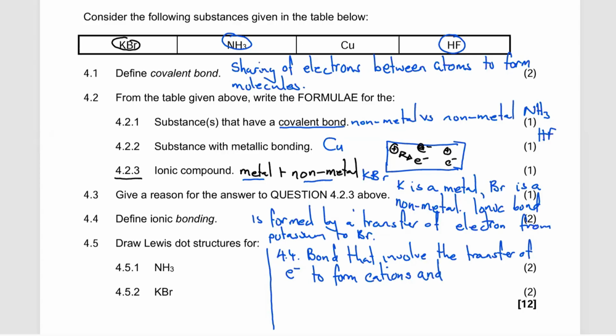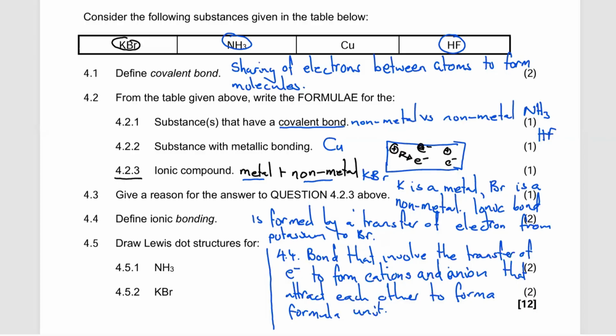So it formulates a cation and an anion that attract each other. Remember, we said unlike charges attract each other to form a formula unit. Okay, so that's our definition there of an ionic bond, right?